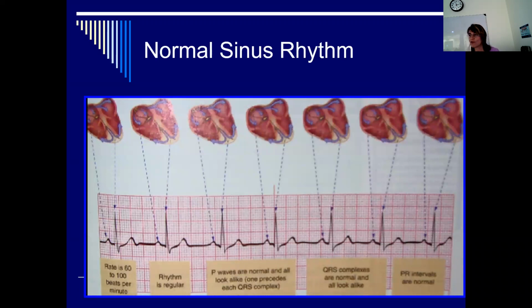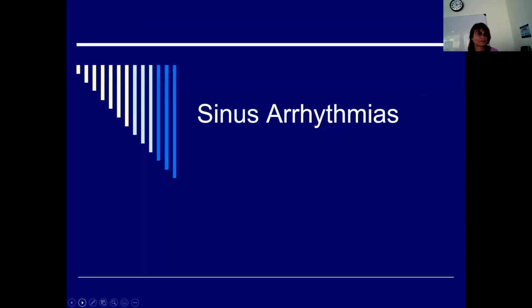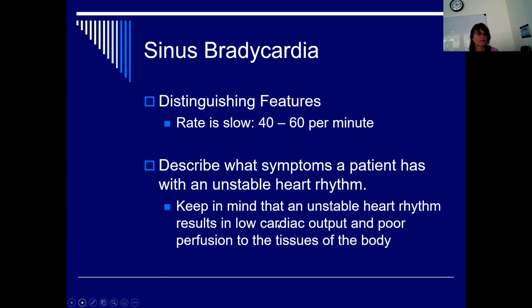And that's how we're going to go through every strip that we look at. We're going to use that same criteria to decide what we're looking at. The first sinus arrhythmia is when the rate is really slow. So sinus bradycardia is when everything looks normal, but the rate is less than 60 per minute. Call that sinus bradycardia.